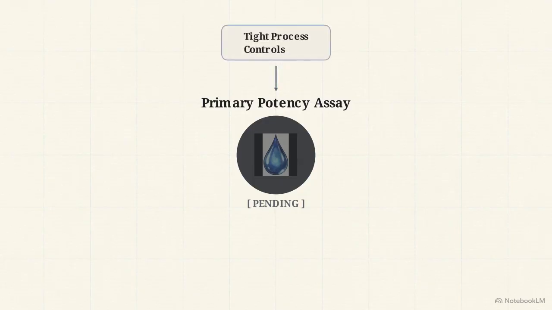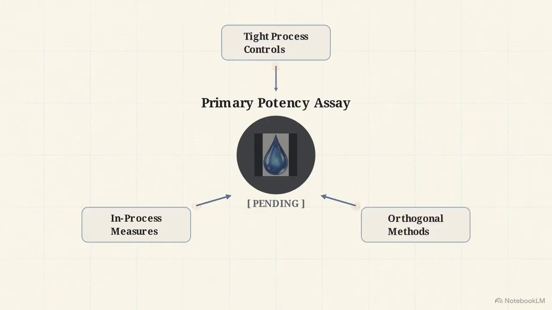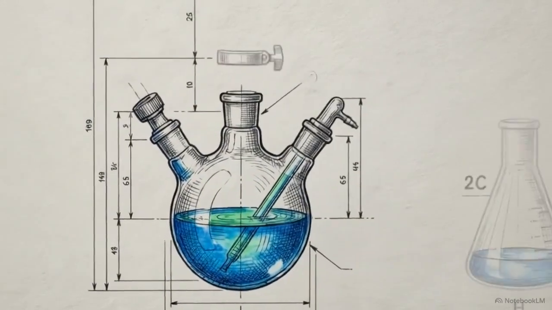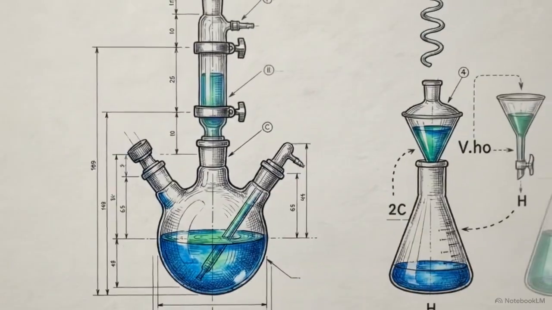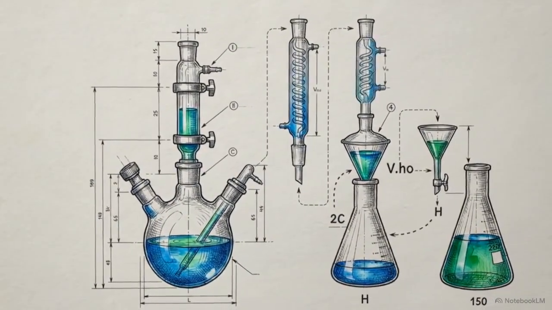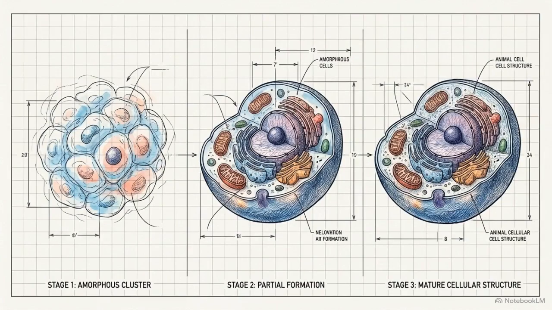You combine tight process controls, in-process measures, and orthogonal methods to build confidence in the product's activity while the primary assay matures. Crucially, sponsors must present regulatory agencies with a transparent, documented lifecycle improvement plan that includes defined milestones for assay maturation. Potency assurance is a lifecycle strategy. It must evolve in lockstep with clinical progression.